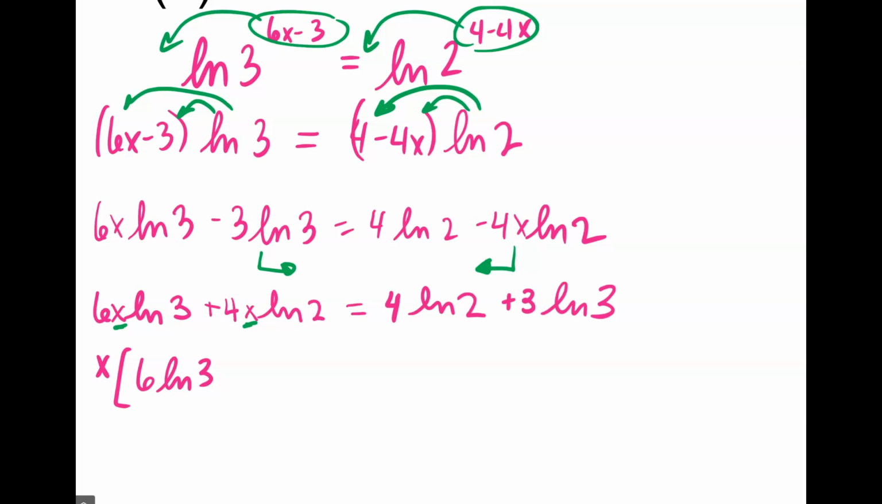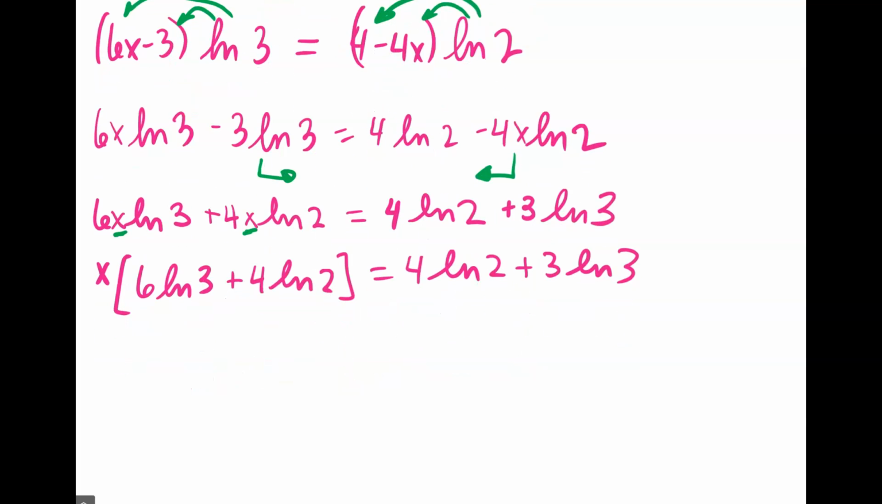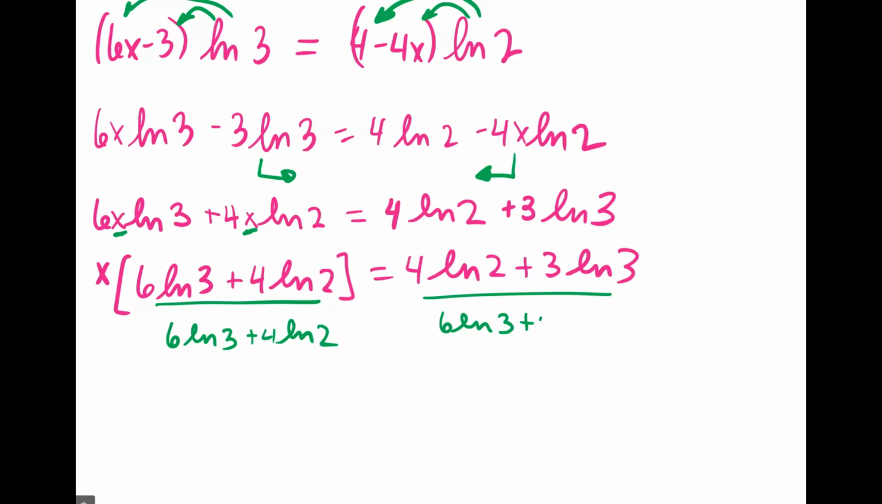I'm just trying to get x by itself. And there's one more step. That's it. One more step to get x by itself. We have to divide by 6 ln 3 plus 4 ln 2.